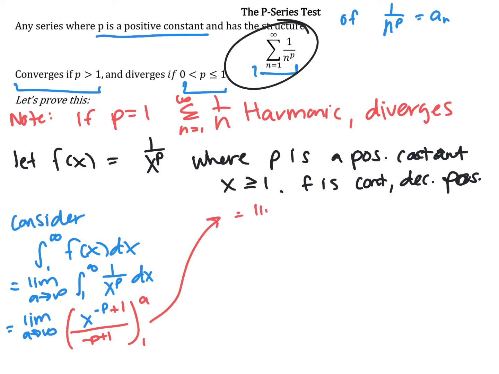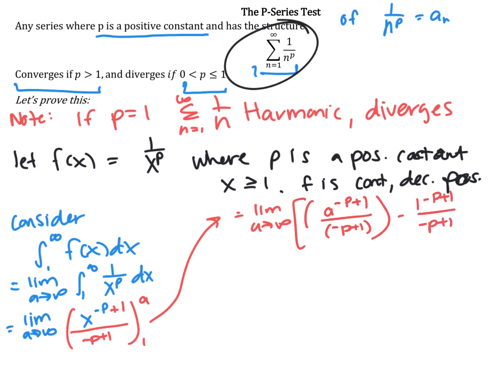So this would be the limit as a approaches infinity of, now I'm substituting a in for x, a to the negative p plus 1 over negative p plus 1, minus 1 to the negative p plus 1 over negative p plus 1. Now this part of the integral is going to converge regardless, since p is a constant, I have 1's and p's over there, that's a constant. What I want to think about is when is this going to converge? Well, this is going to converge as long as negative p plus 1 is less than 0, right?